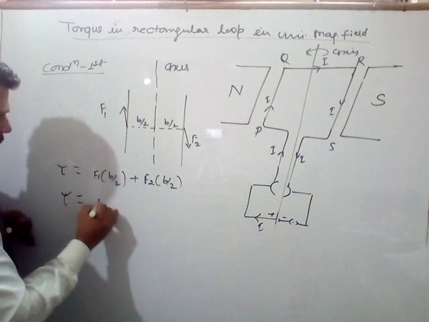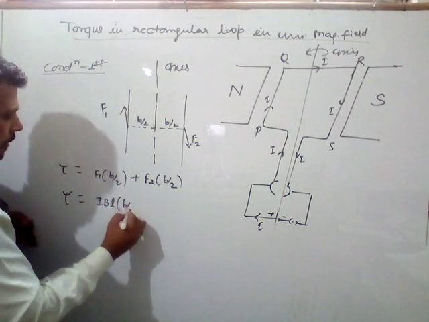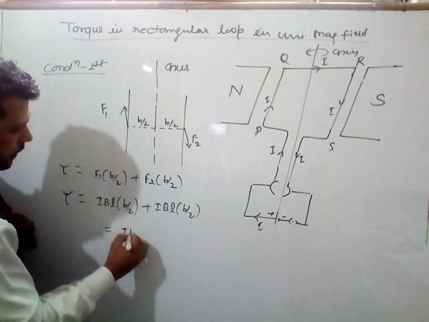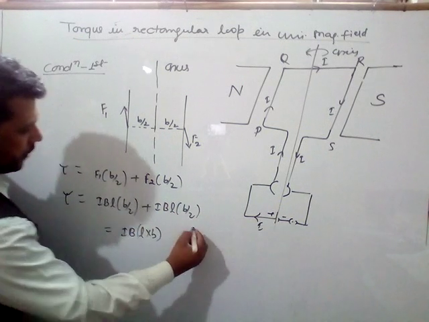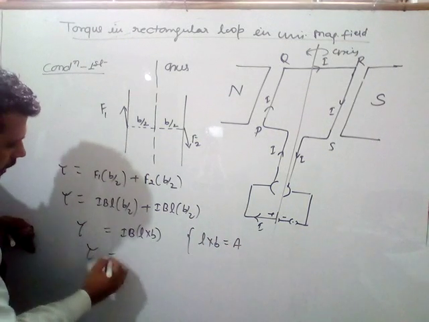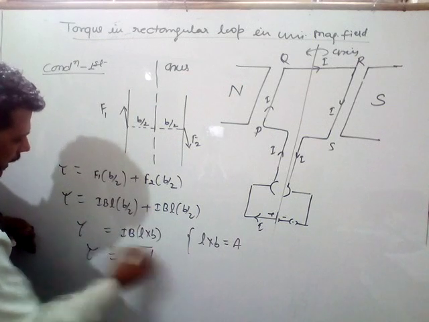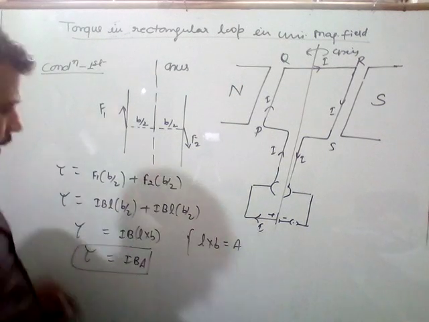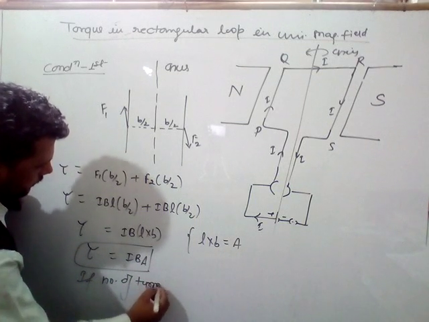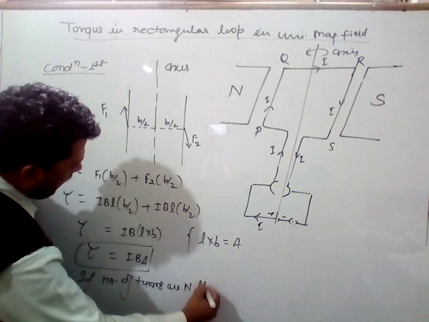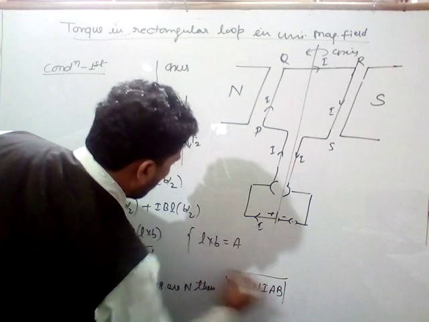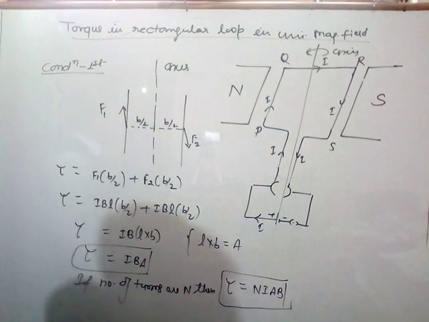So torque equals IBL times B by 2 plus IBL times B by 2. So it equals IBL into B, and you know that length into breadth is the area of this coil. So torque equals IBA, and if the number of turns is N, then tau equals NIAB. This is the maximum torque.